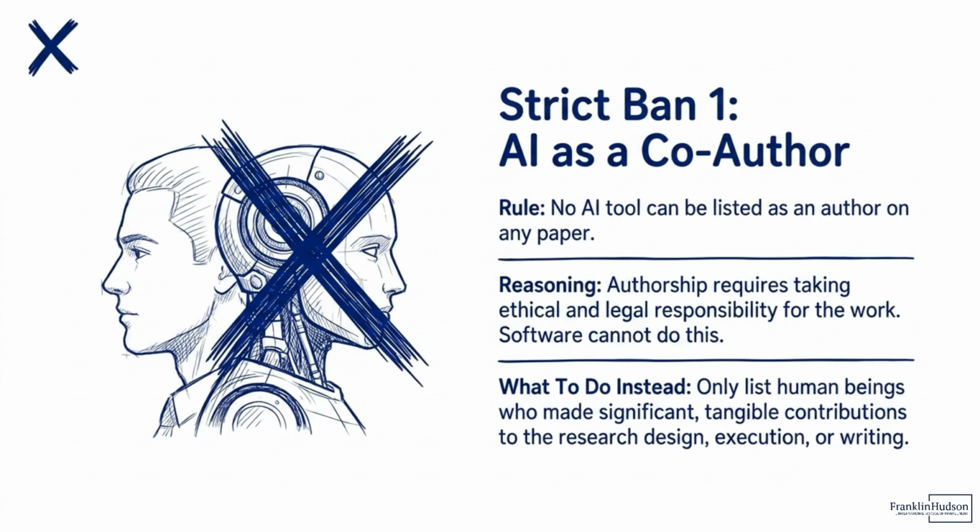It cannot be sued, it cannot be held to an ethics committee, and it cannot provide consent to publish. When you list a co-author, you are acknowledging a human peer who has made a significant intellectual contribution to the research design or execution. If an AI helped you, it belongs in the acknowledgments or the methods section, never in the byline. Scholarship is a human conversation.